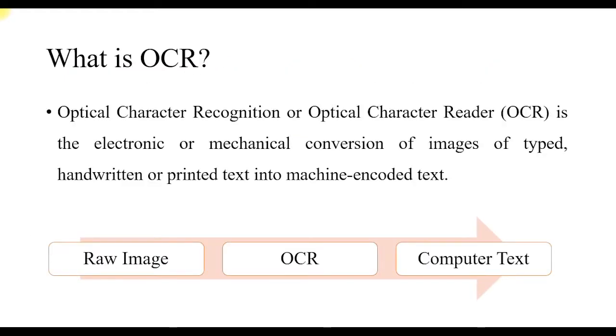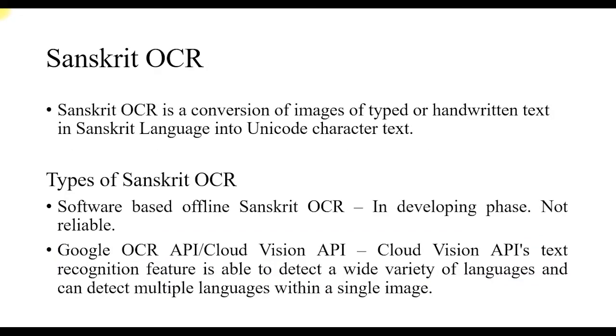What is OCR? Optical character recognition or optical character reader is the electronic or mechanical conversion of images of typed, handwritten or printed text into machine encoded text. If you have a raw image of any handwritten or printed text, then you can convert it to computer text using OCR. So, what is Sanskrit OCR? Sanskrit OCR is a conversion of images of typed or handwritten text in Sanskrit language into Unicode character text. Remember, the text to be converted will be in the Unicode character only.